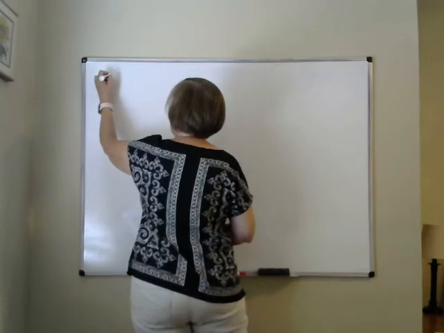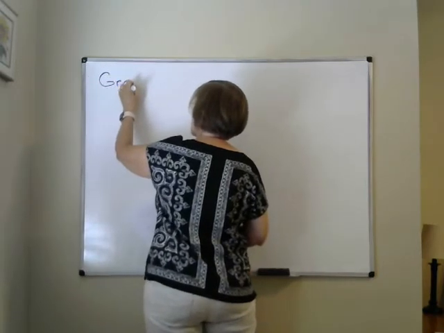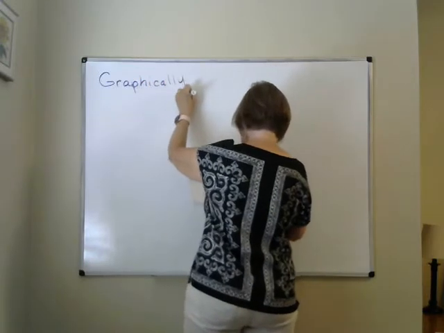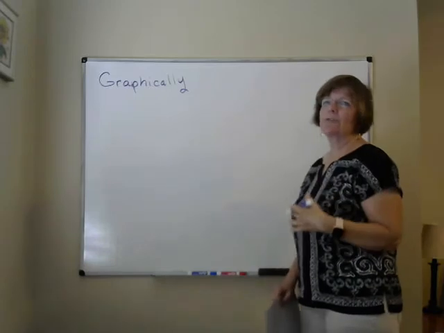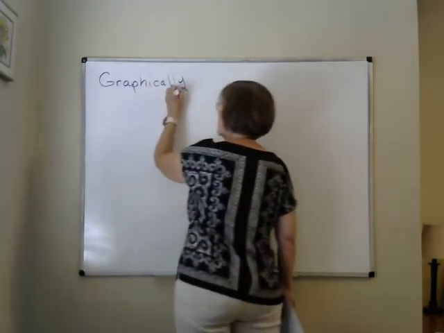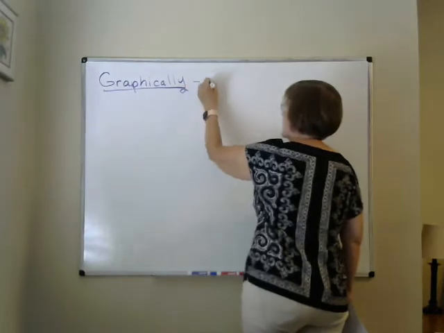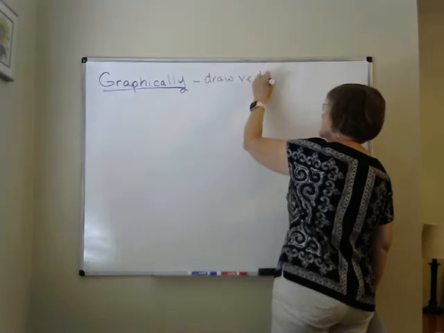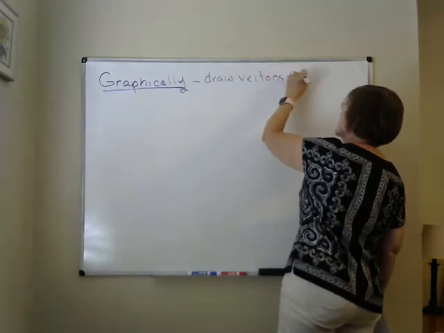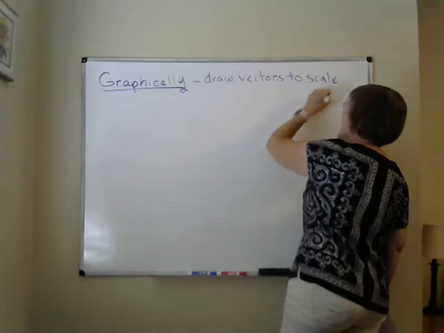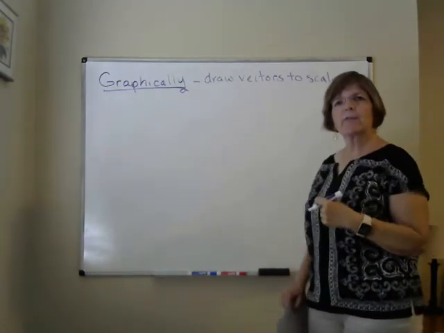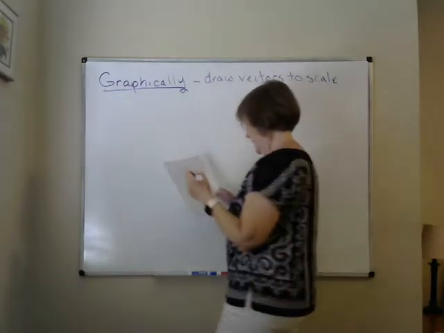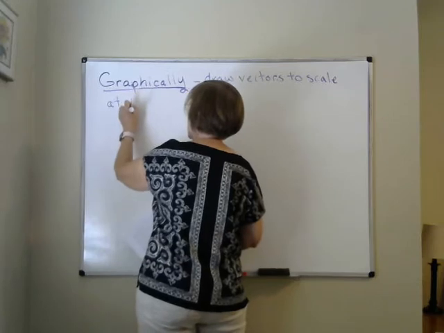There's two basic methods for adding and dealing with vectors. One is graphically. If we're going to deal with vectors graphically, we're essentially doing scale drawings. We have to draw vectors to scale. And we also have to make sure that every vector points in the correct direction or at the correct angle.